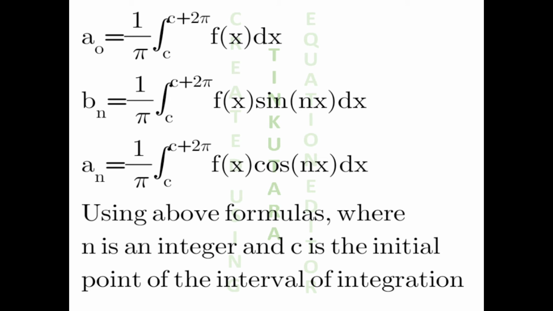a naught is equal to 1 by pi integration from c to c plus 2 pi f(x) dx. You note that f(x) is defined on the interval c to c plus 2 pi, so here the integration is also from c to c plus 2 pi. Similarly, an is equal to 1 by pi integration from c to c plus 2 pi f(x) into cos nx dx, and bn is equal to 1 by pi integration from c to c plus 2 pi f(x) into sin nx dx.